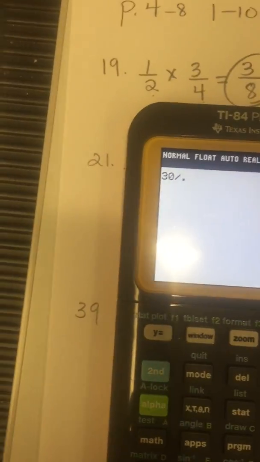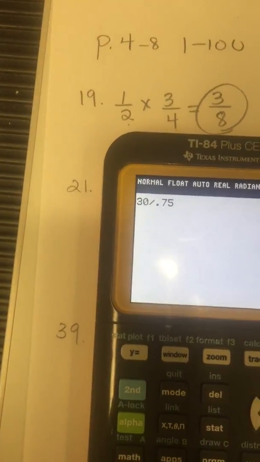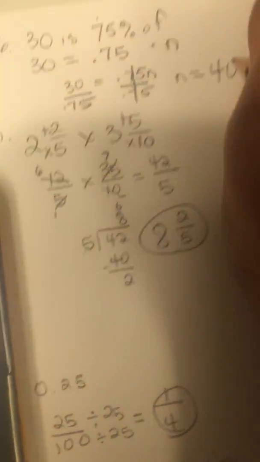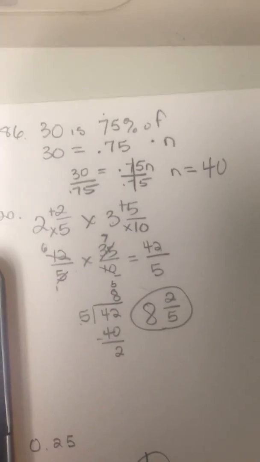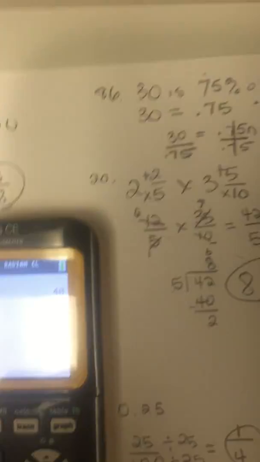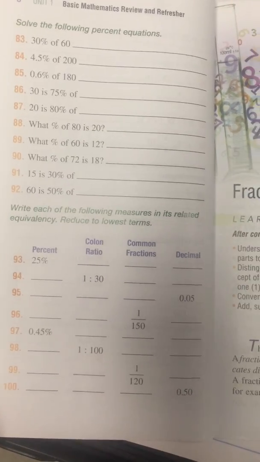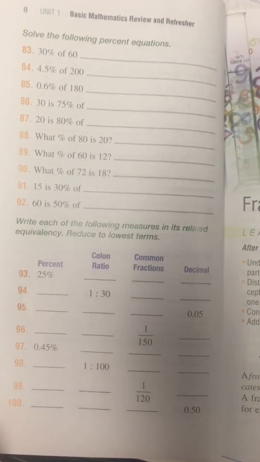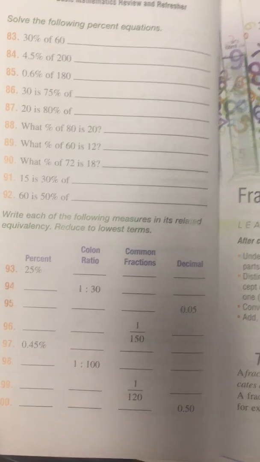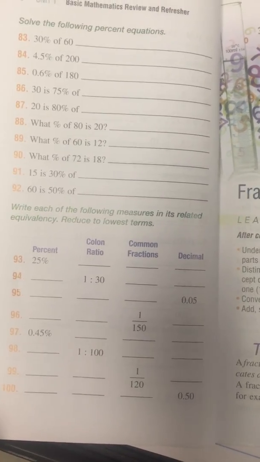So 30 divided by 0.75 equals 40. So I hope this helps you with your numbers 1 through 100. And the last set, 93 through 100, goes from percent to ratio to fraction to decimal. And it's also in your textbook.